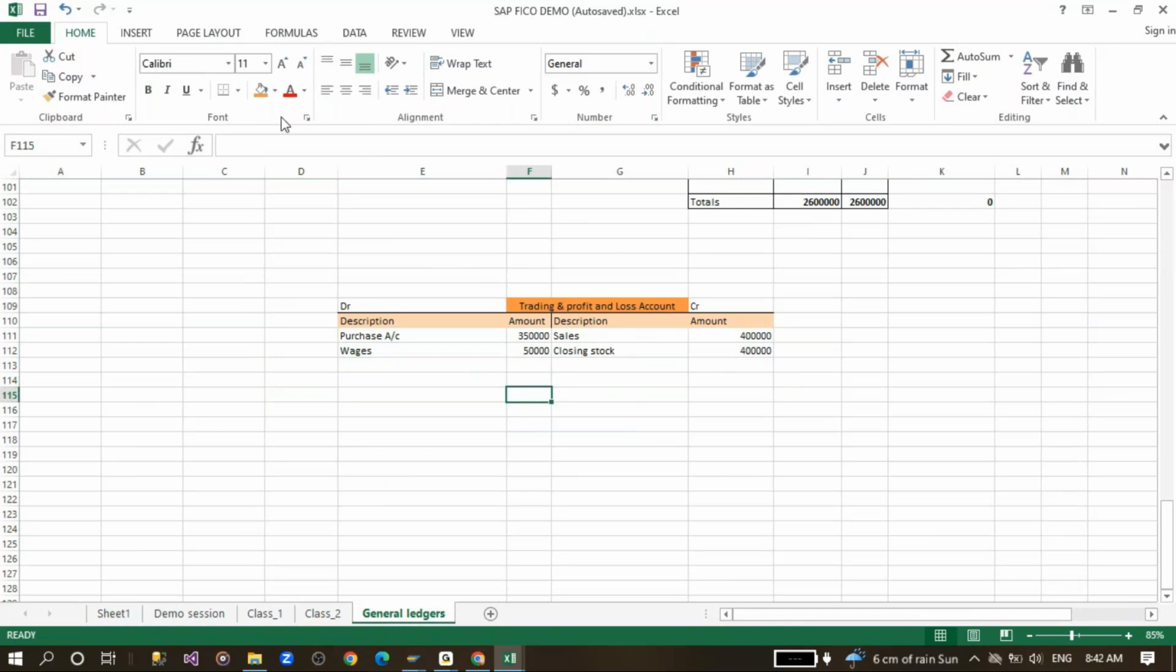Now, which side do we have the highest balance? Obviously it's the credit side. So it is 8 lakhs. The same we will be taking on the debit side also. Now what is the balance in figure? What is the balance brought forward?